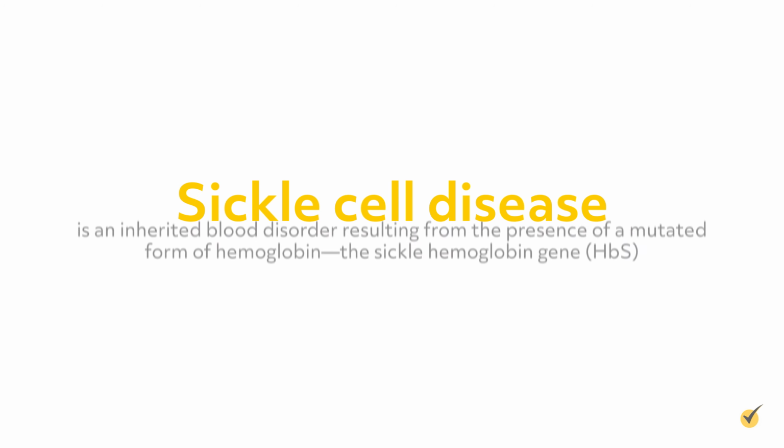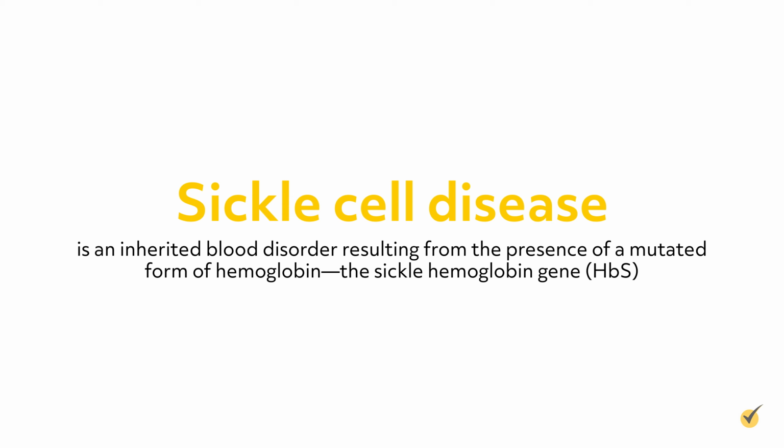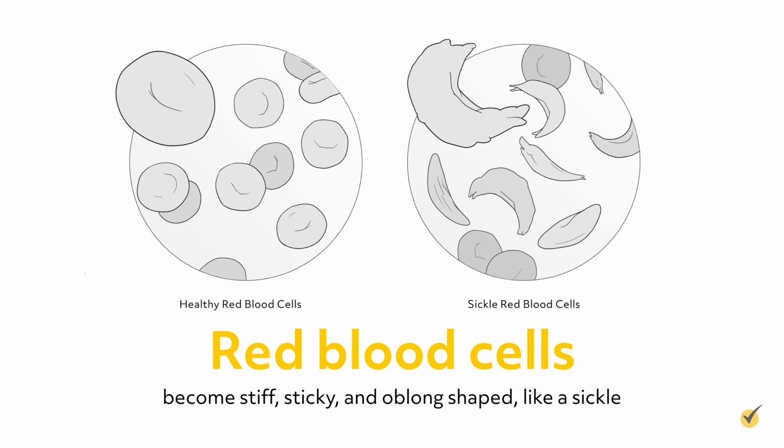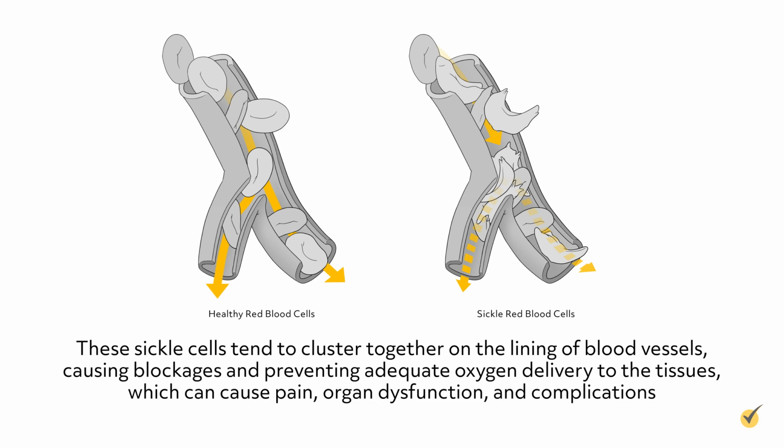Sickle cell disease is an inherited blood disorder resulting from the presence of a mutated form of hemoglobin, the sickle hemoglobin gene, or HbS. Red blood cells become stiff, sticky, and oblong-shaped, like a sickle. These sickle cells tend to cluster together on the lining of blood vessels, causing blockages and preventing adequate oxygen delivery to the tissues, which can cause pain, organ dysfunction, and complications.